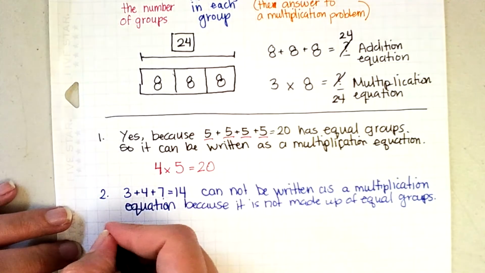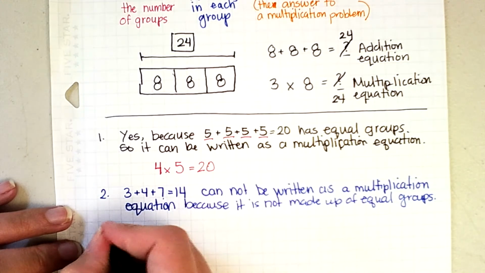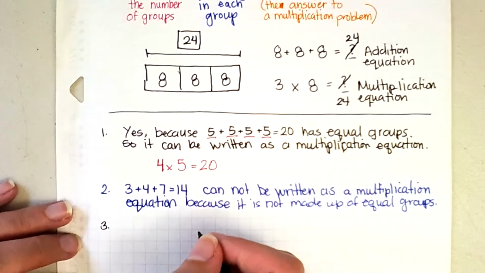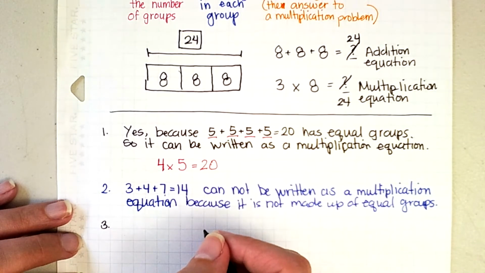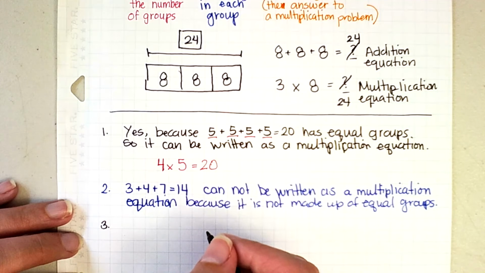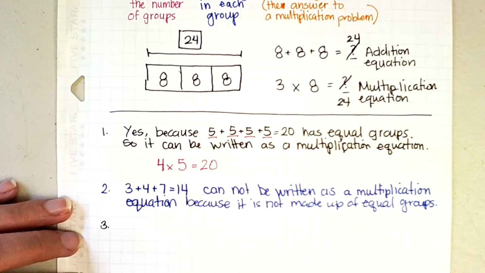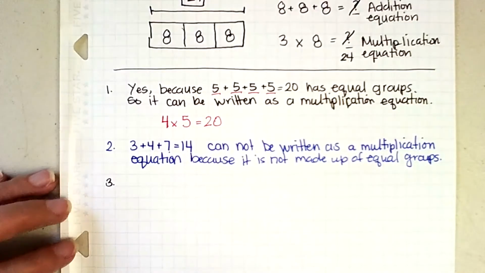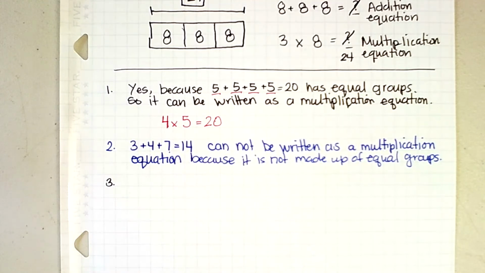All right, let's take a look at number 3. Number 3 says, Jesse buys 4 packages of stones. There are 6 stones in each package. How many stones does Jesse buy? Use counters to represent the problem, then write an addition equation and a multiplication equation to solve. So we're being asked to do multiple things for this question. So let's take it one step at a time.